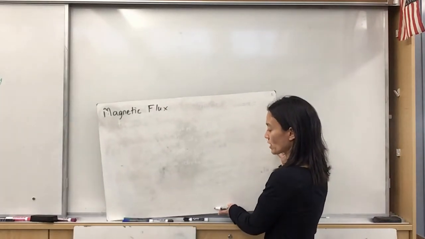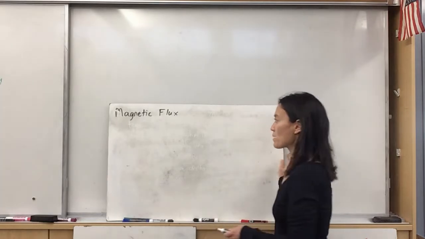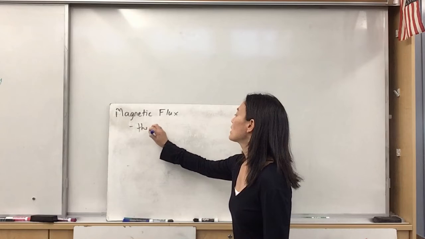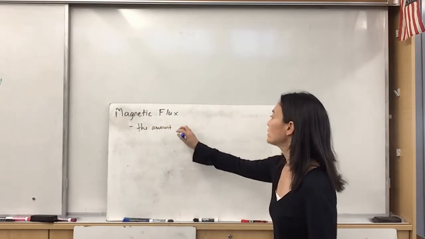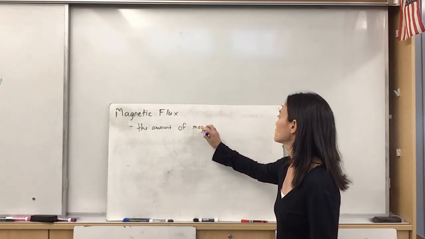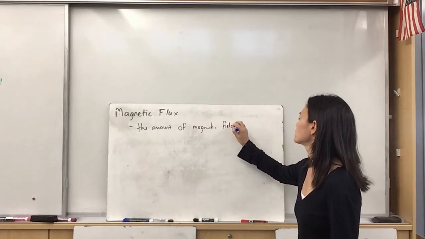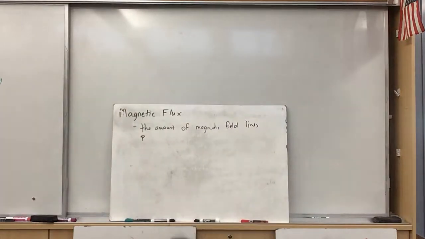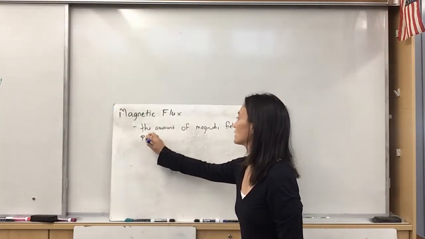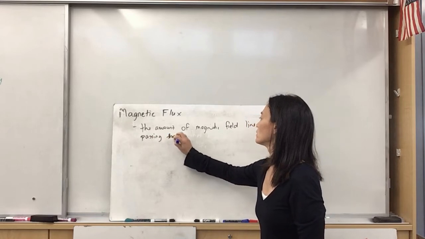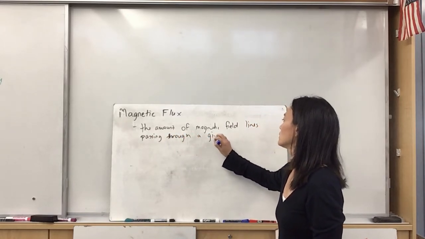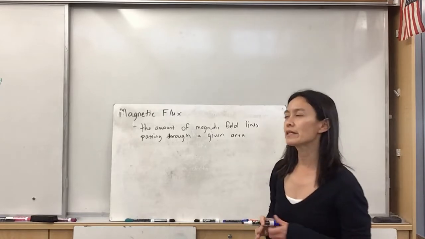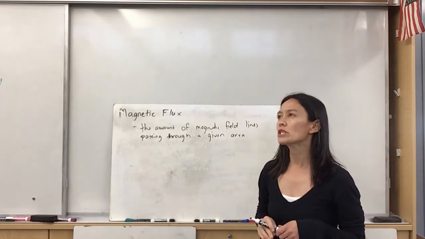Okay. So flux is a fancy way of saying the amount that's flowing through. So magnetic flux is just the amount of magnetic field lines passing through a given area. Passing through. And so here's where we have to quantify area, this idea of what it is passing through.